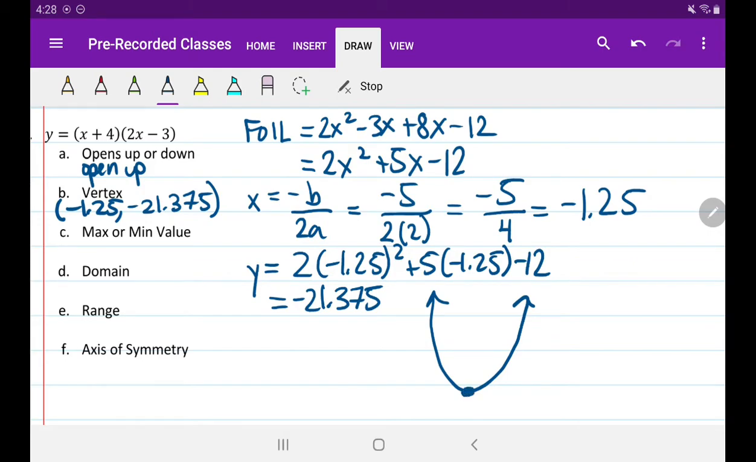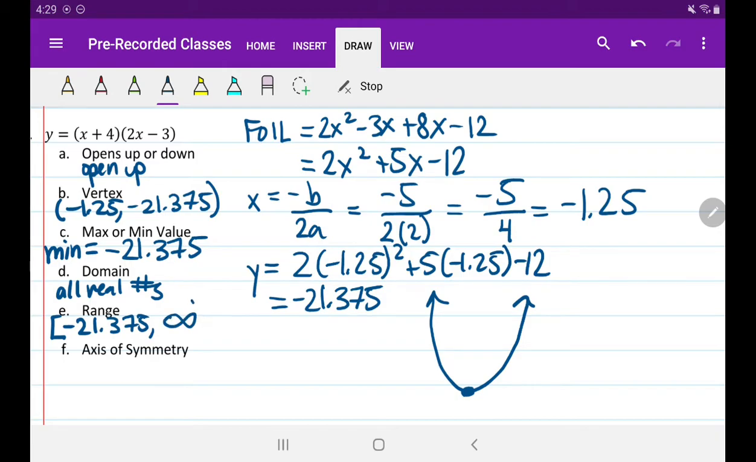And so you can see if it's opening up, we have a low point. So we'll have a min value, which is the same as the y-coordinate of our vertex, which is -21.375. The domain is all real numbers, and your range, well, if it has a minimum, that means it's going to start at -21.375, and then that'll go up to positive infinity. And the axis of symmetry is the same as the x-coordinate of the vertex, which is -1.25.